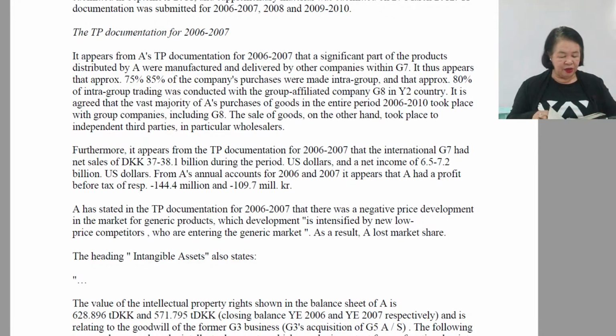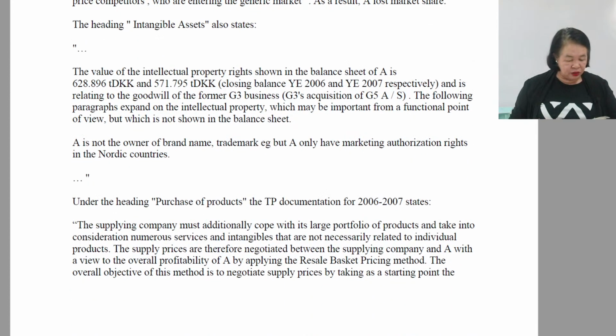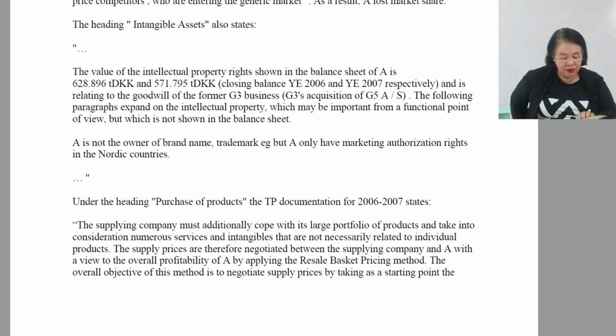Okay, so the heading intangible assets. Okay. So ano naman itong intangible assets? The value of the intellectual property rights shown in the balance sheet of A is 628.896 Danish krone and 571.795 Danish krone also. No? Closing balance year in 2006 and year in 2007 respectively. And is relating to the goodwill of the former G3 business. No? Yun na yung ni-recognize.